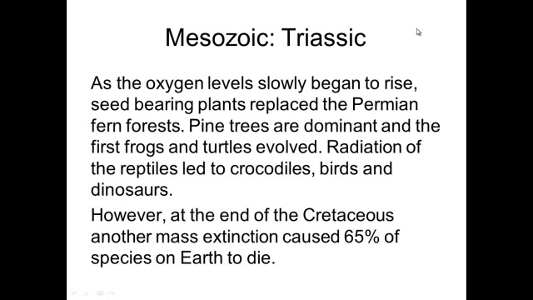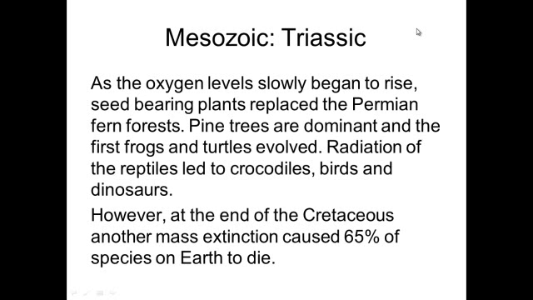The next period is called the Mesozoic, and Triassic is the first part of the Mesozoic period. During this time, the oxygen levels are going to slowly begin to rise. The plants became seed-bearing plants, mainly pine trees. They're naked seeds, though. That's one of the characteristics of pine trees. They don't have fruit or flowers. There is no grass or deciduous trees or anything like that.